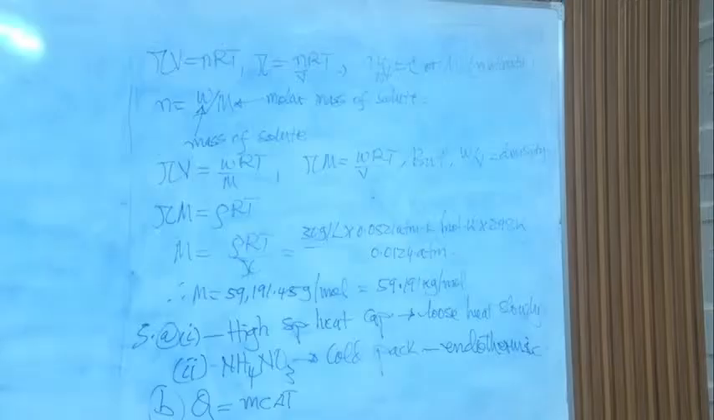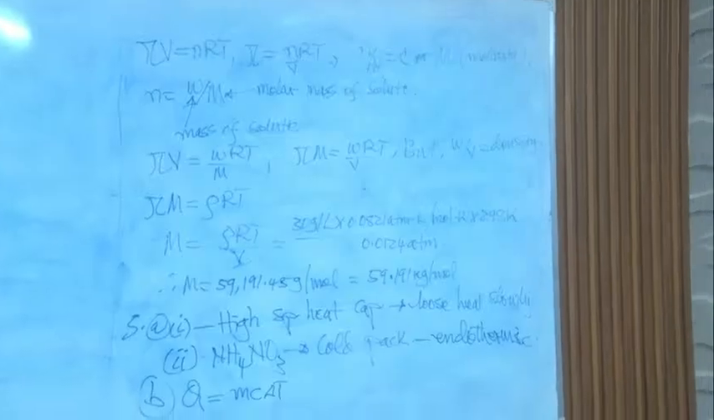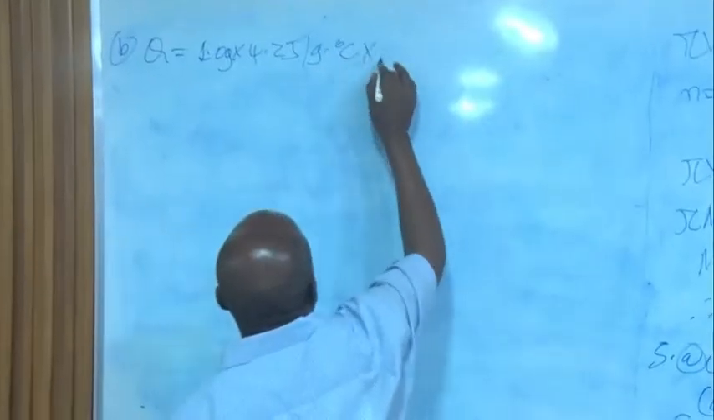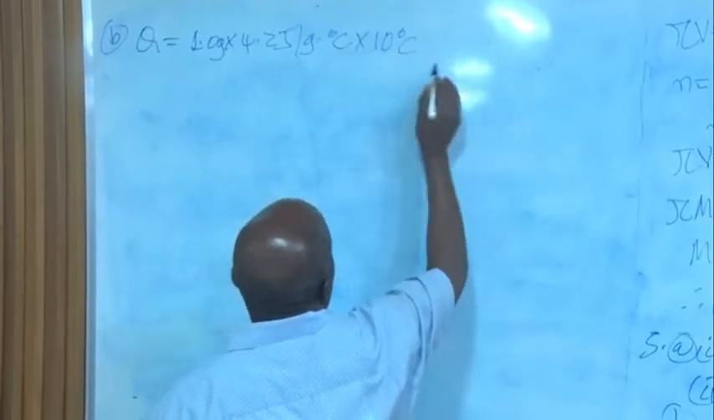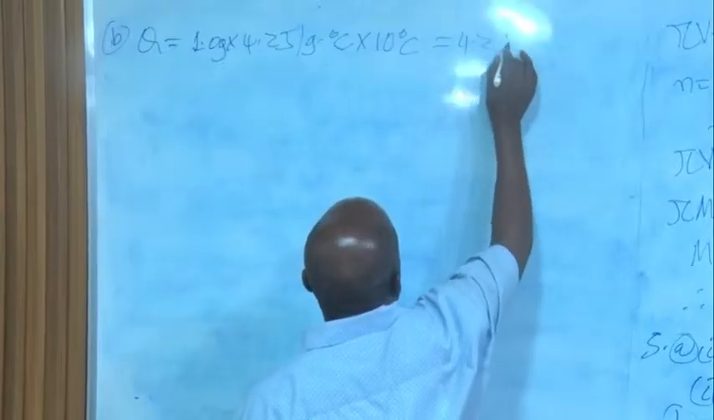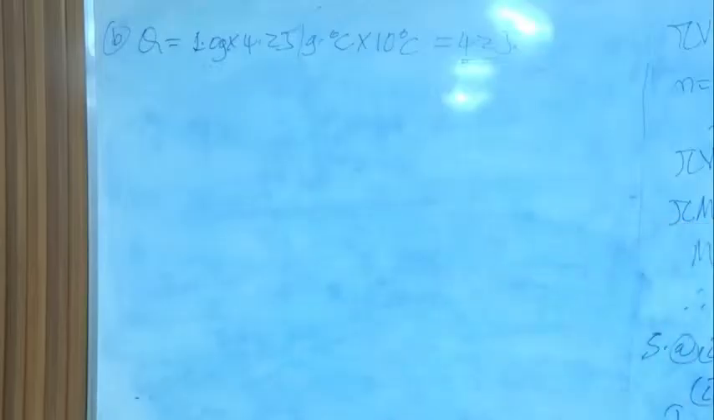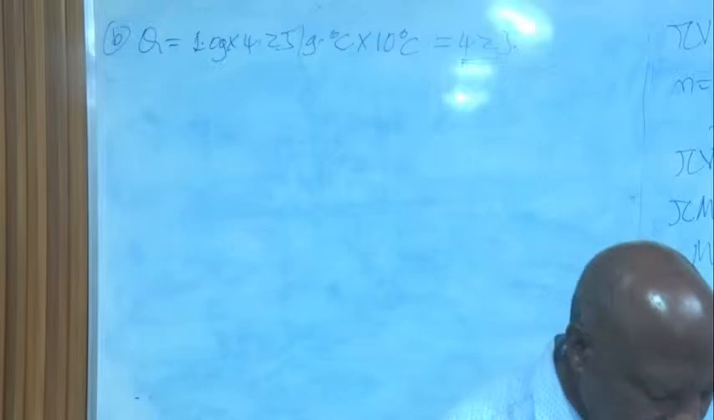So the quantity of heat absorbed by 1 gram of water, which rose its temperature by 10 degrees centigrade, is equal to 1 gram times 4.2 joule per gram per degree centigrade times 10 degrees centigrade. So here we get 42 joules. So 42 joules of heat energy will be required to raise the temperature of 1 gram of water by 10 degrees centigrade.